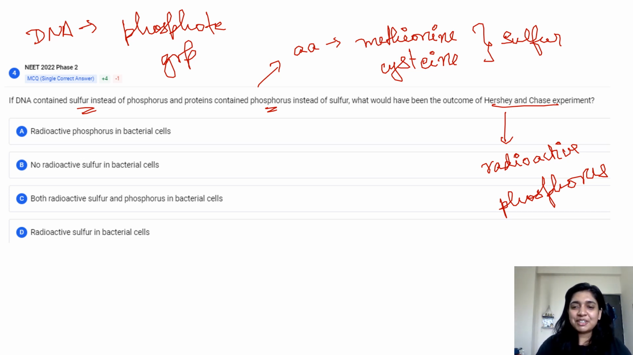So the gist of that experiment was that they had labeled DNA with radioactive phosphorus, and hence they got phosphorus inside the bacteria. So in this question, they are saying that if the DNA contained sulfur instead of phosphorus, and protein contained phosphorus instead of sulfur, what would have been the outcome? The bacterial cells take up the DNA, and now the DNA has radioactive sulfur, so there would have been radioactive sulfur in the bacterial cells instead of radioactive phosphorus. All right, let's move ahead.